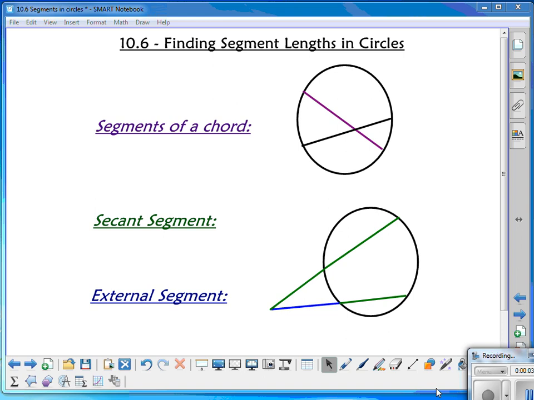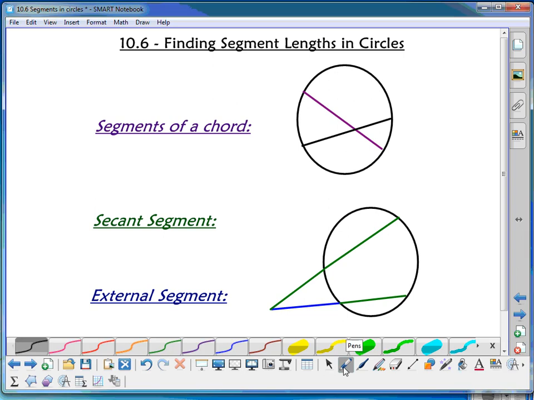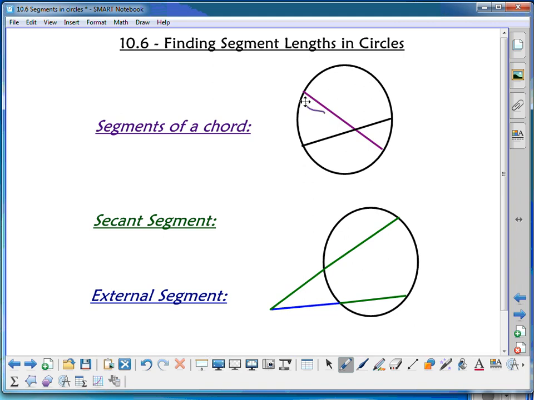So this video will cover finding segment lengths in circles. Before we do that, we want to talk about a little bit of vocabulary. Segments of a chord are referring to the pieces that result when two chords intersect within a circle. So each of these chords is a segment of a chord.